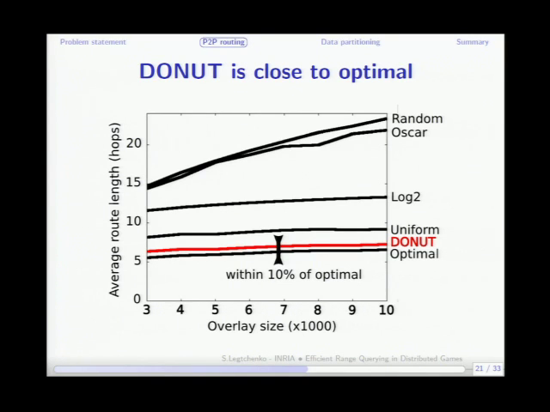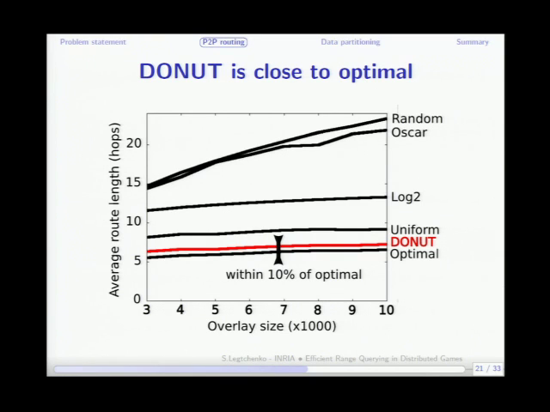A second important result is that Donut, our contribution, is very close to the optimal strategy. That means that the hop distances are accurate enough to be close to distances obtained by going through the graph. Basically, this is very good news, that Donut is within 10% of the optimal.